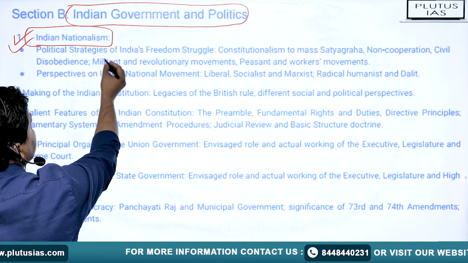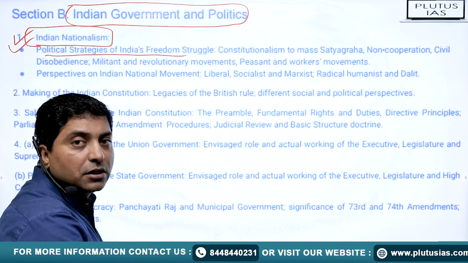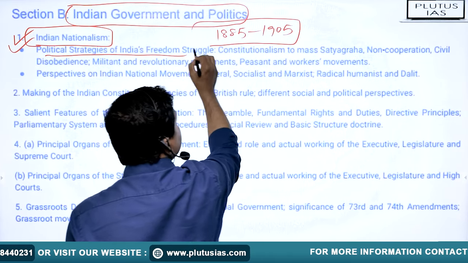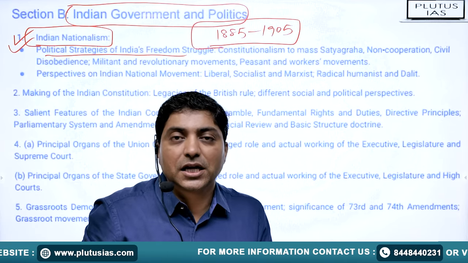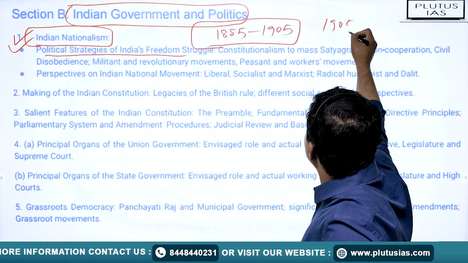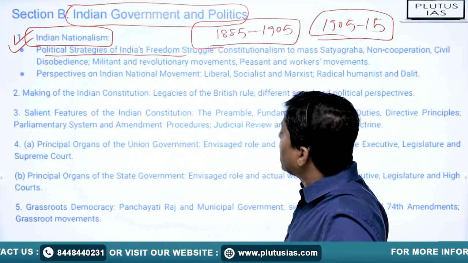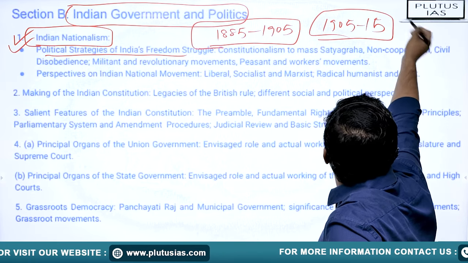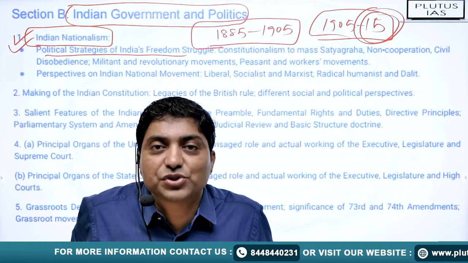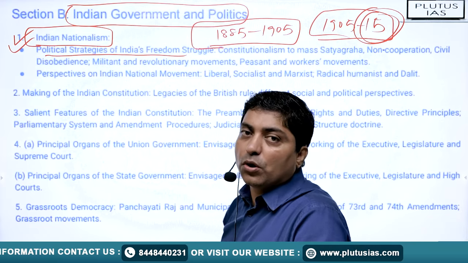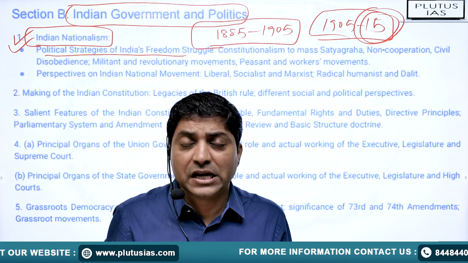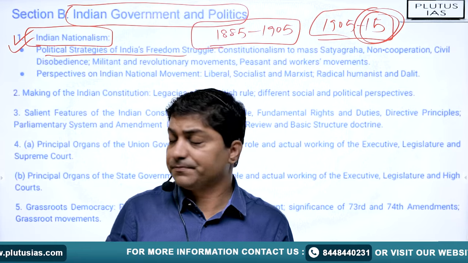In Indian nationalism, we talk about the political strategy of India's freedom struggle. The early moderates, for example from 1885 to 1905, had a different strategy to fight against British injustice. But after that there was the extremist phase, 1905 to 15. Then in 1915 there was a reunion of the Congress at the Lucknow session, and Gandhi took leadership in India's freedom struggle and played a very important role in shaping the freedom movement, right.